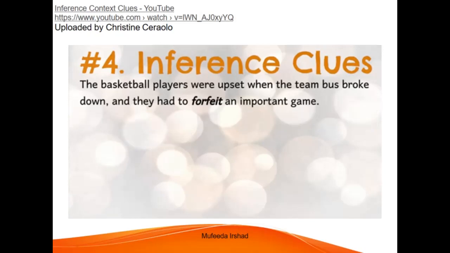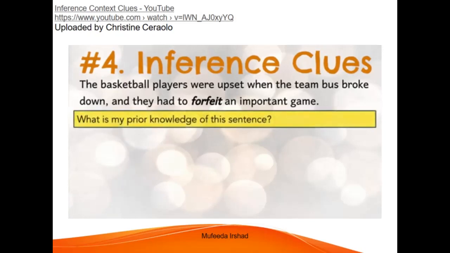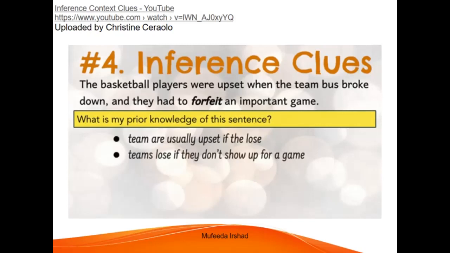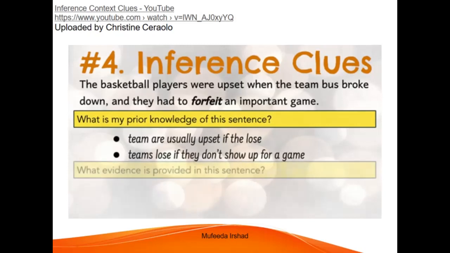Number 4, the basketball players were upset when the team bus broke down and they had to forfeit an important game. The first thing I need to do is activate my prior knowledge. So what do I already know about in this sentence? Well, I know that basketball teams, any team, are usually upset if they lose. I also know that teams lose if they don't show up for a game. So I'm looking for some evidence in here to support what forfeit might mean. So what evidence is provided in this sentence?